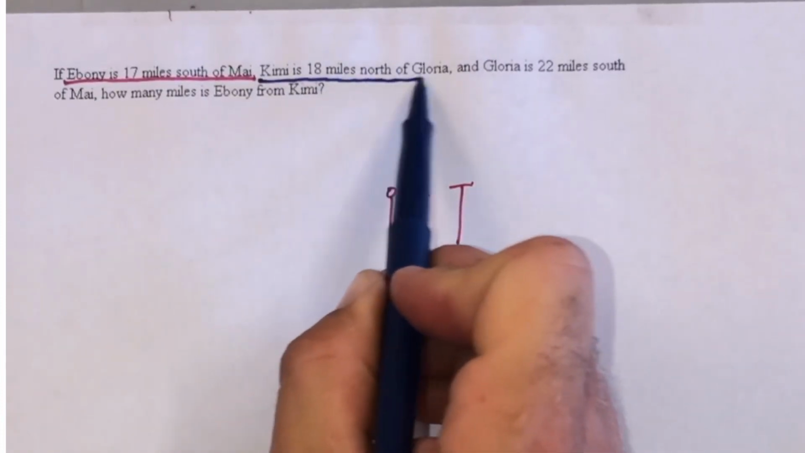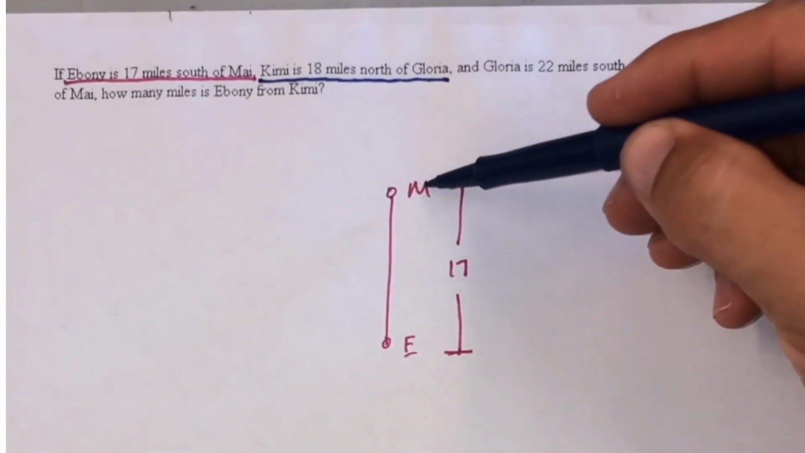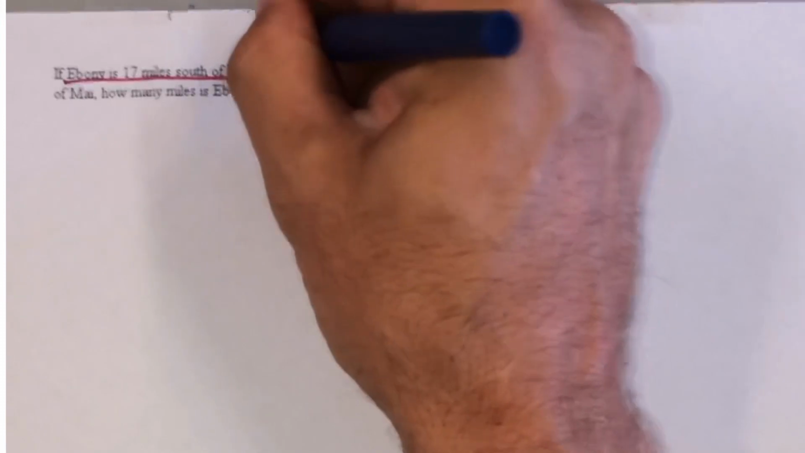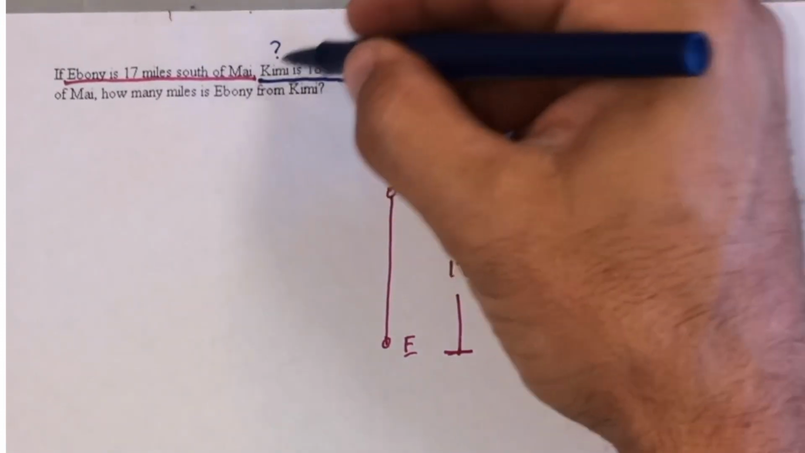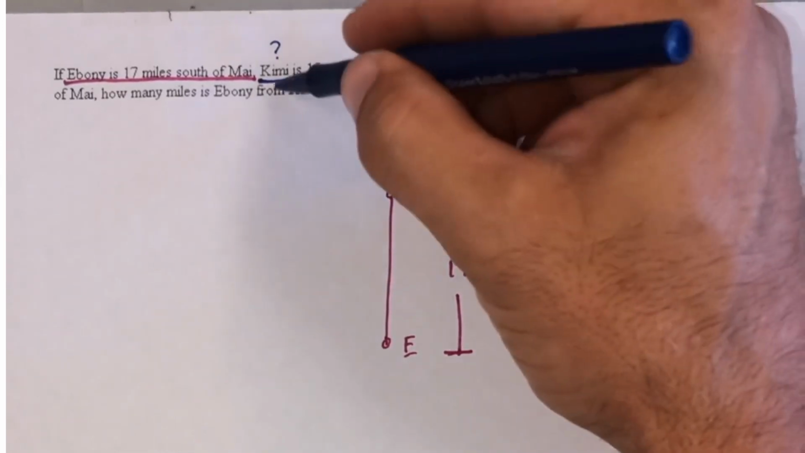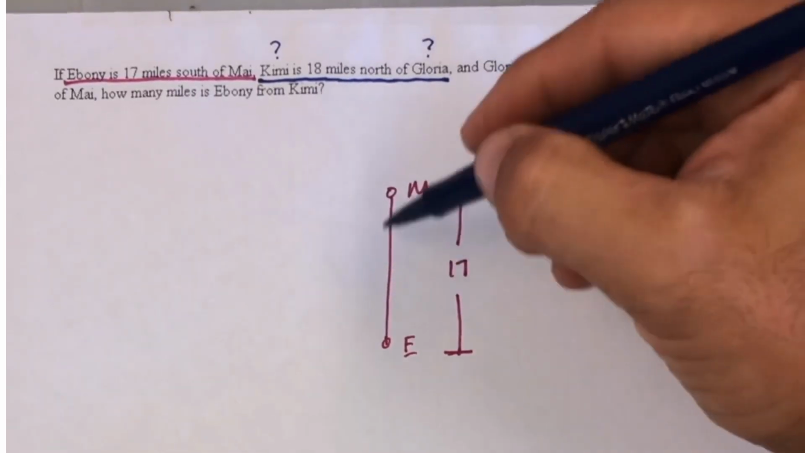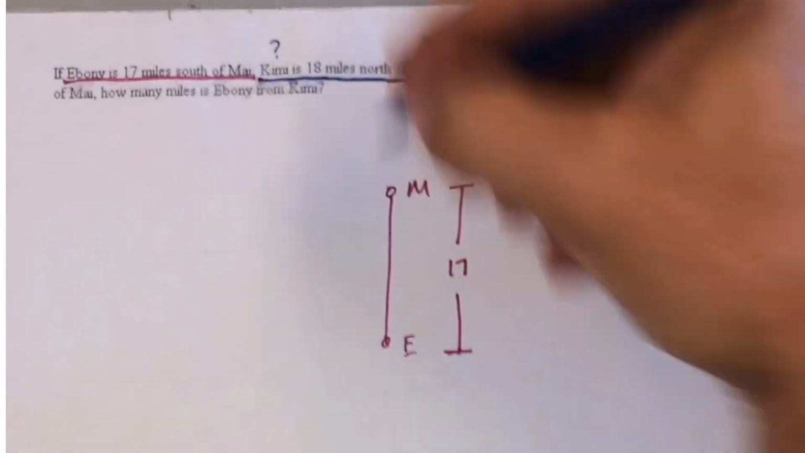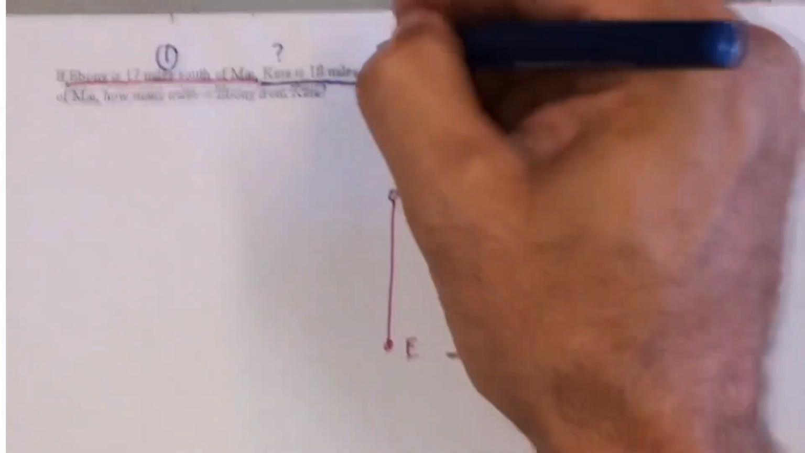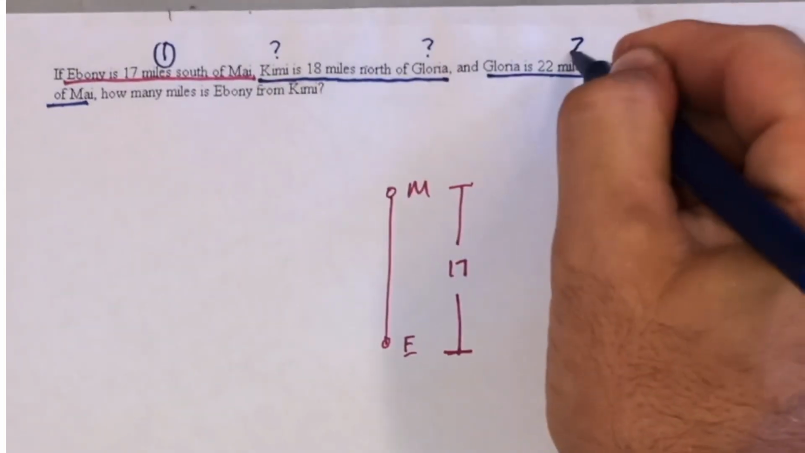Kimmy is 18 miles north of Gloria. So this is Mai and this is Ebony. Where is Kimmy and Gloria in this situation? Well, they really haven't presented themselves. There's no way for me to plot Kimmy or Gloria because there's no person for me to work off of. So if this is my first step, I may need to hold off on this and treat this as my second step.